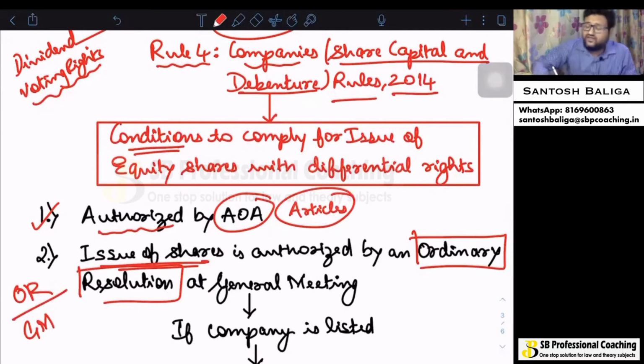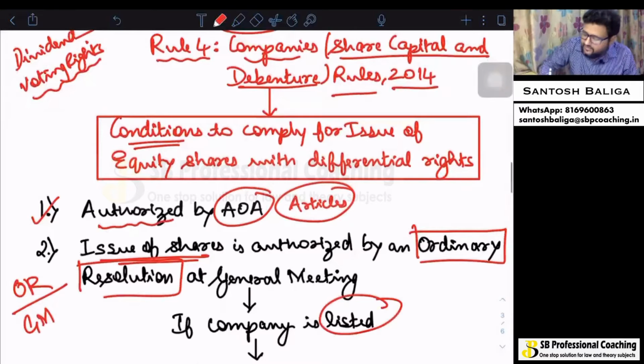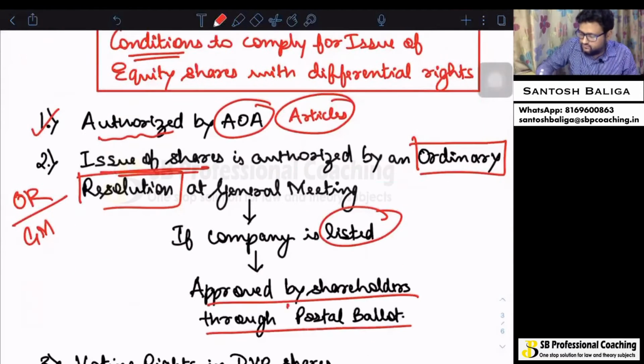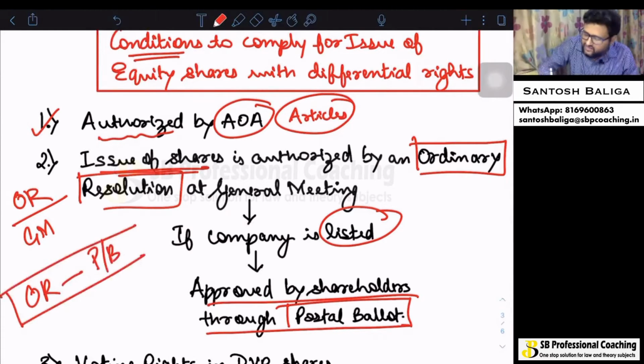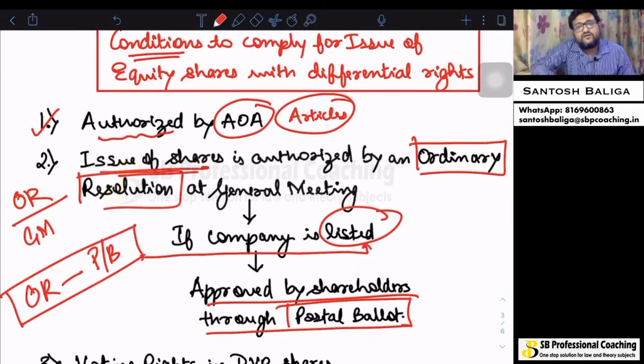Second point is, if the company is a listed company, in that case, it shall be approved by shareholders through postal ballot. It would be an ordinary resolution through postal ballot, if the company is a listed company. This is important. Do remember this point. It may come in the case study purposes.